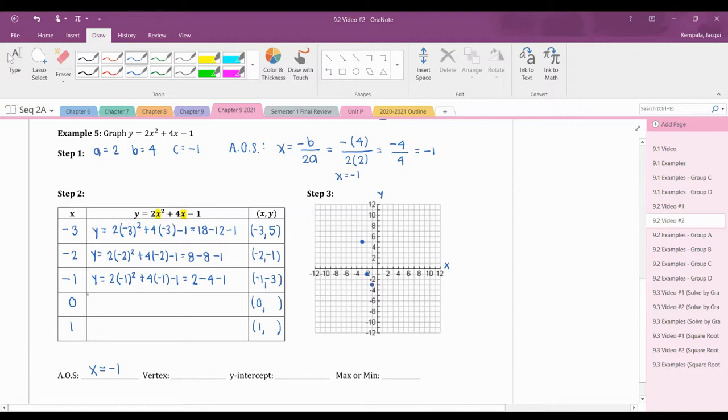There's my point. When I plug in 0, we'll have 2 times 0 squared plus 4 times 0 minus 1. Hopefully we notice anything with a 0 will become 0, and then we'll subtract 1. So it looks like (0, -1). 0 means I don't move left or right, -1 means I move down 1. Last number to plug in would be 1. So 2 times 1 squared plus 4 times 1 minus 1. 1 squared is 1, times 2 is 2. 4 times 1 is 4, minus 1. So that looks like that's going to give us 5. So 1 is to the right, 5 is up.